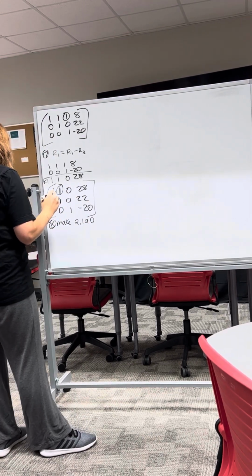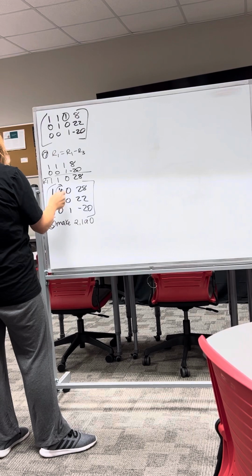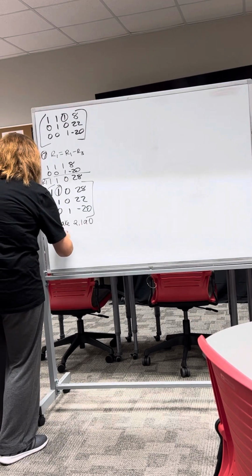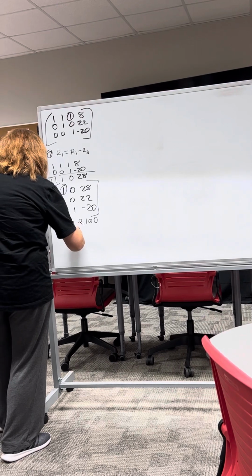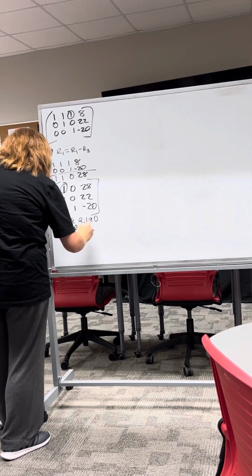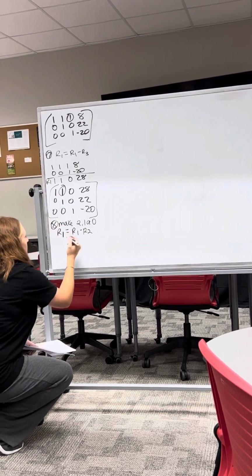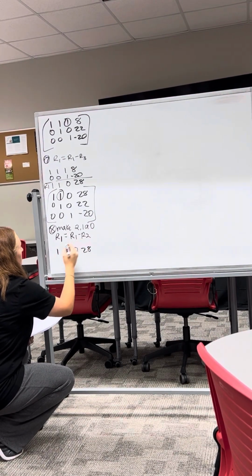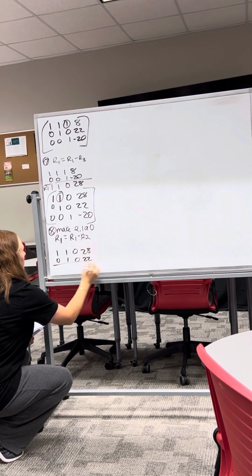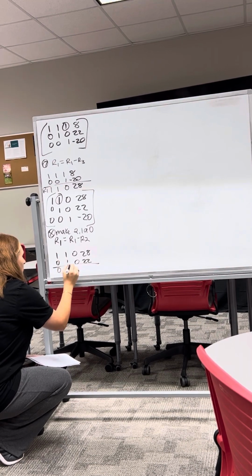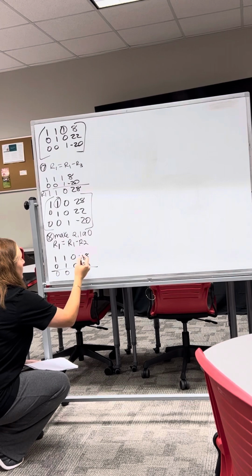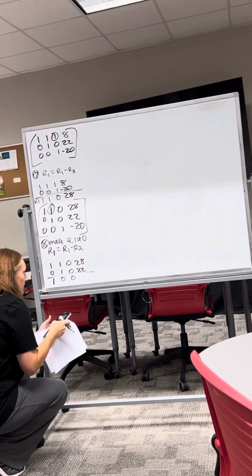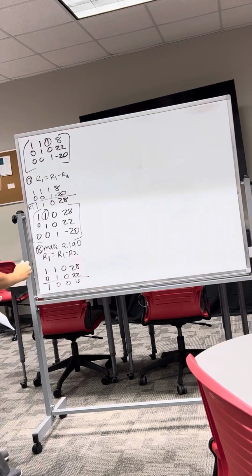Now I'm gonna go row 1 equals row 1 minus row 2. Okay. Now I'm gonna rewrite this. Row 1, 1, 1, 0, 28, and then row 2 is gonna be 0, 1, 0, 22. So now 1 minus 0 is 1, 1 minus 1 is 0, 0 minus 0 is 0, and then 1, and then I got 28 minus 22, which is 6. So this is now gonna be my row 1.